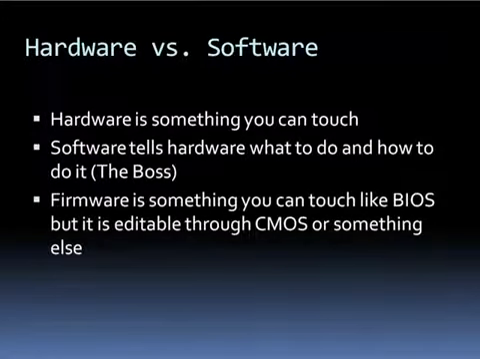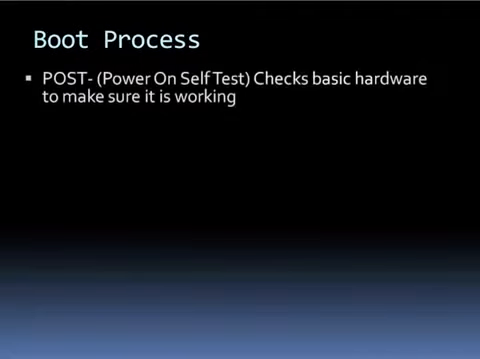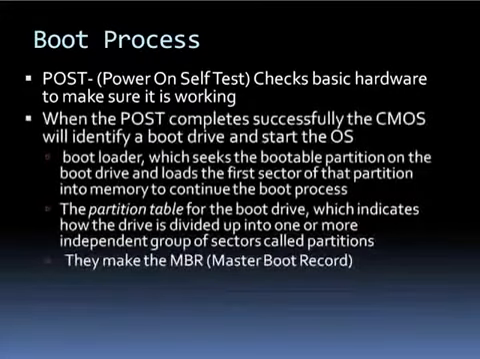Firmware is something that you can touch, like BIOS chips, but it's editable through CMOS or some other way, or a firmware update. The boot process: when you first turn on your computer, you have the power on self-test. It powers on and checks all the hardware to make sure it is working at a basic level. When the POST completes successfully, the CMOS will identify the boot drive and start the operating system.